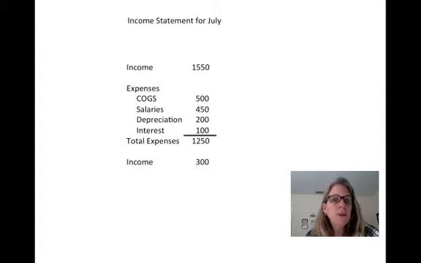So we always start with the other two statements, the income statement. In this case, we have income, all the itemized expenses, to total expenses to net income. And one of the things that we need to recognize is depreciation is a non-cash item. It is not a negative to cash flow. So we will handle that within the cash flow statement.